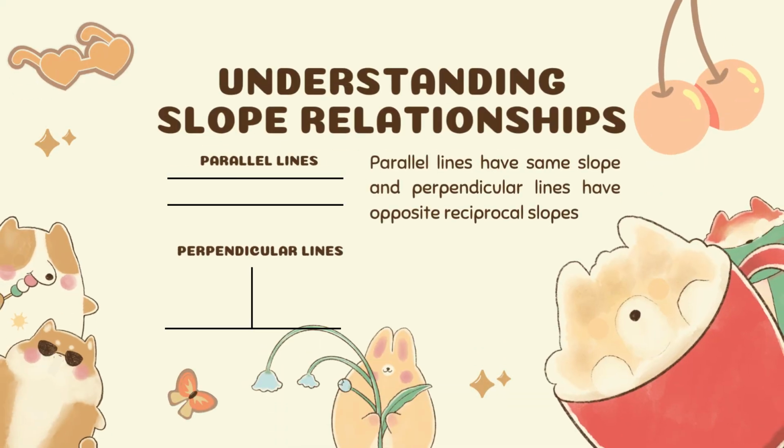Slopes help identify relations between lines. Parallel lines have equal slopes because they rise and run at the same rate. Perpendicular lines have opposite reciprocal slopes, meaning they intersect at right angles, which is 90 degrees. Visualizing these relationships on a graph makes the concepts easier to understand because the patterns become more obvious.